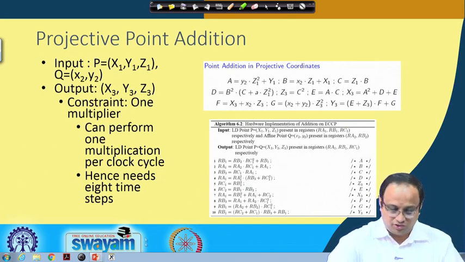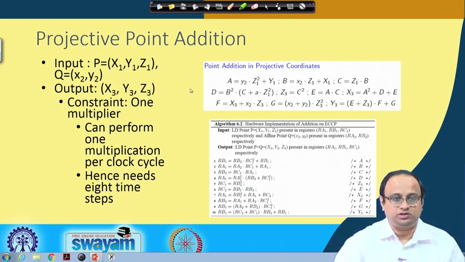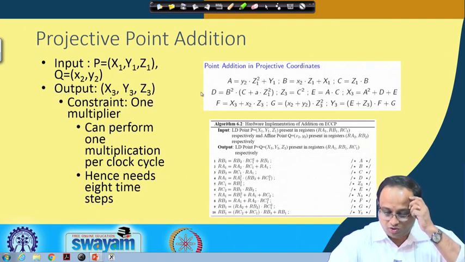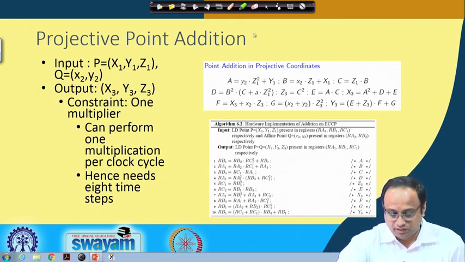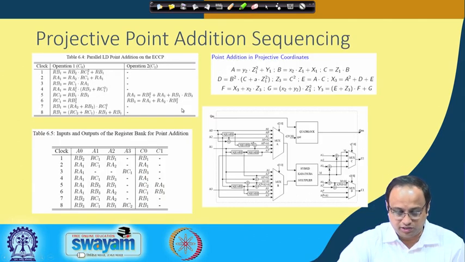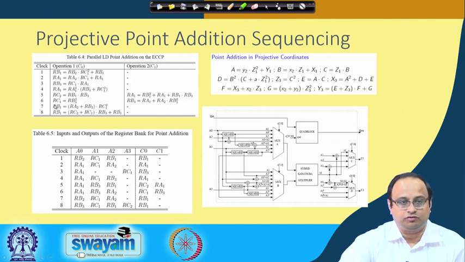So, therefore, we now have the equations. Once we have these equations, we have to see how many clock cycles are required, given the constraint that we have got 1 multiplier. It turns out that in this case, if you do a scheduling, we require 8 clock cycles to perform this operation, compared to doubling, where you had 4 clock cycle requirements.